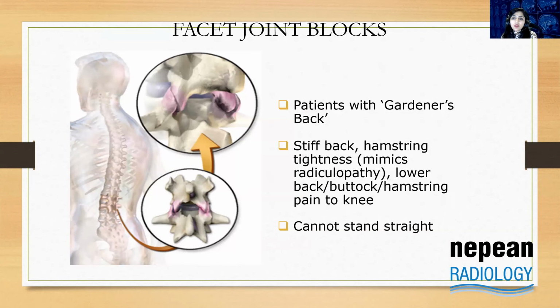Okay, facet joint blocks. Facet joint blocks are really helpful in patients with a stiff back and hamstring tightness, and lower back and buttock pain. And it's very important in patients who cannot stand straight. Out of all these spinal injections, I think the facet joint injection is the easiest one to perform.